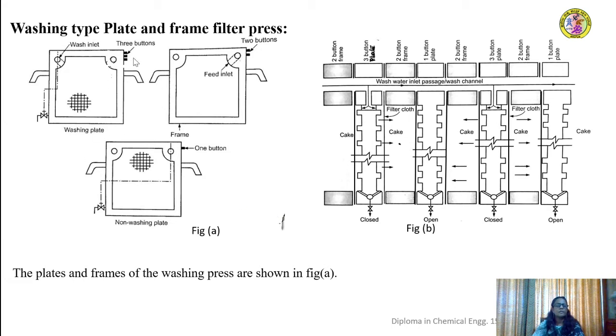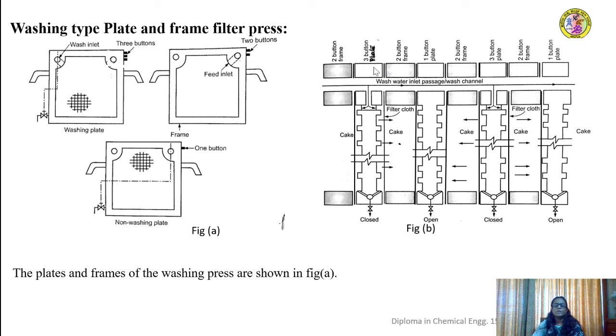So usually washing plate will be provided with three buttons, and a non-washing type plate will be provided with one button, and the frame will have two buttons. So that will be arranged as shown here. There is one frame here, and after one, that plate should come. So first we can place a three button plate, that is a washing plate, and in between, of course, there is a filter cloth, and after that one more filter cloth comes, and now since plate is over, now next frame should come. So frame is a simple design, only one frame is there.